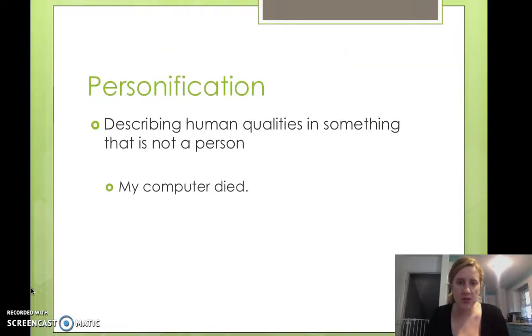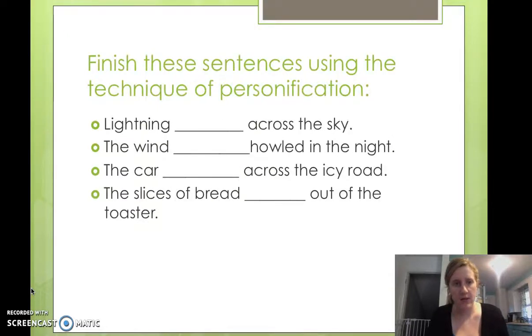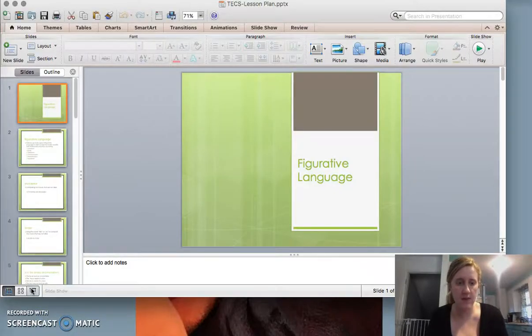Personification, describing human qualities in something that is not a person. My computer died. And then have 4 students come up and fill these in, writing with the pen on the whiteboard. And then, discussion again. And then that is it for the slideshow.